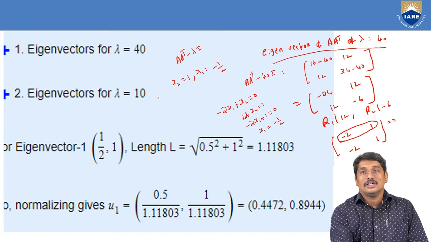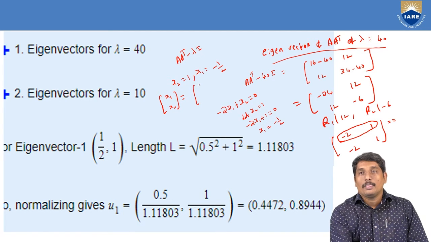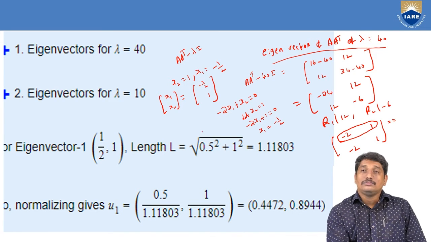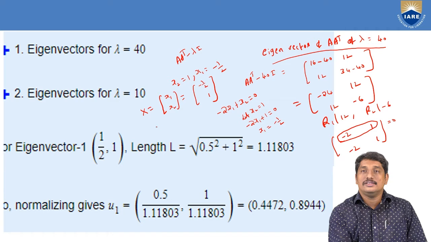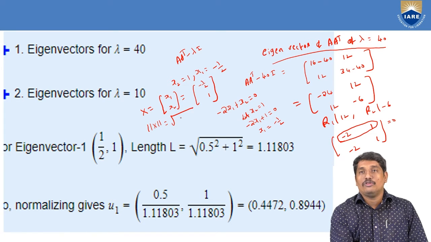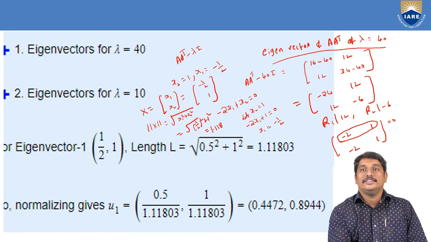That means we got the vector x1, x2 as minus 1 by 2, 1. Let us call this vector capital X. Now let us calculate norm x. Norm x is nothing but root of x1 square plus x2 square. That is root of minus 1 by 2 square plus 1 square, and hence you will get 1.118.